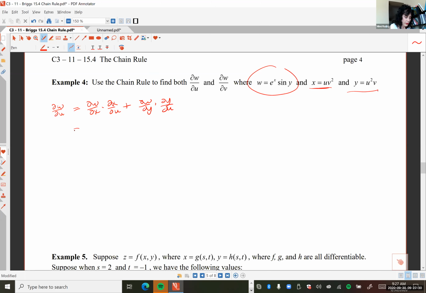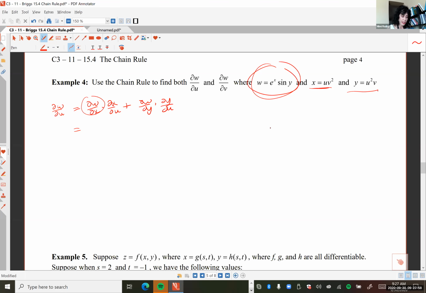Okay, let's do this. And we'll do it in slow motion. So first, let's get the partial of w with respect to x. So look at this function, e to the x multiplied by sine y. How would you find the partial of e to the x sine y with respect to x, keeping in mind that you're holding y constant, so sine y also looks like a constant multiple?